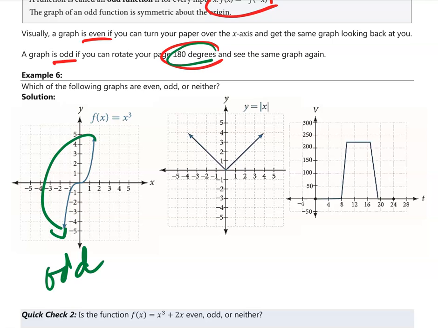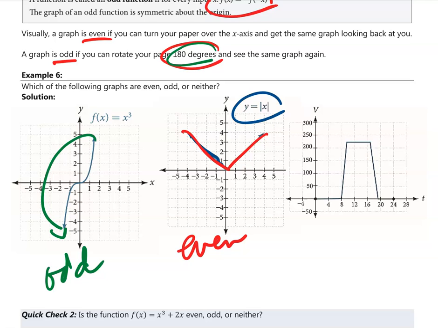How about the next one? Y equals the absolute value of x. So here, if you can turn the page over the x-axis and get the same graph looking back at you, and look at this. This, let me use a red. This is the same as this. Same image, right? So it is an even function.